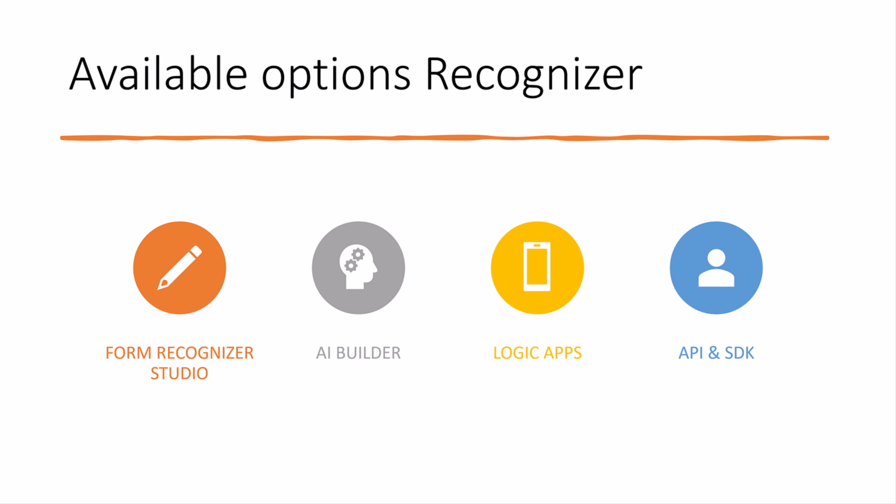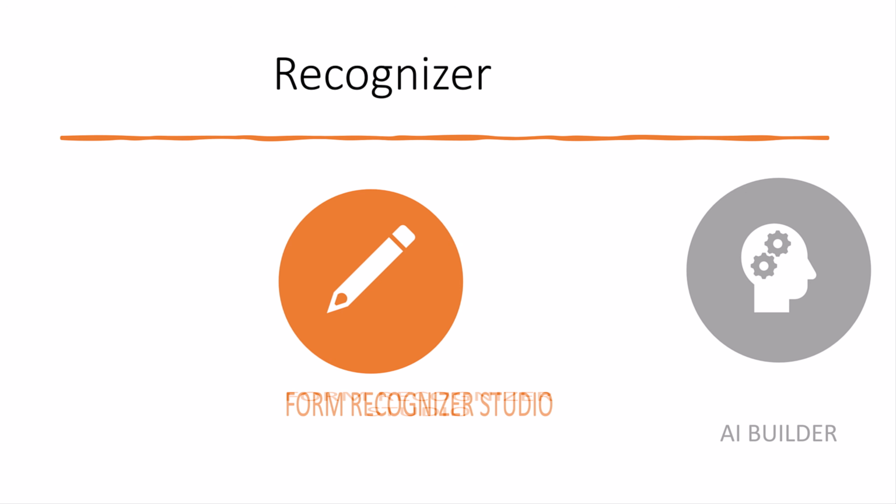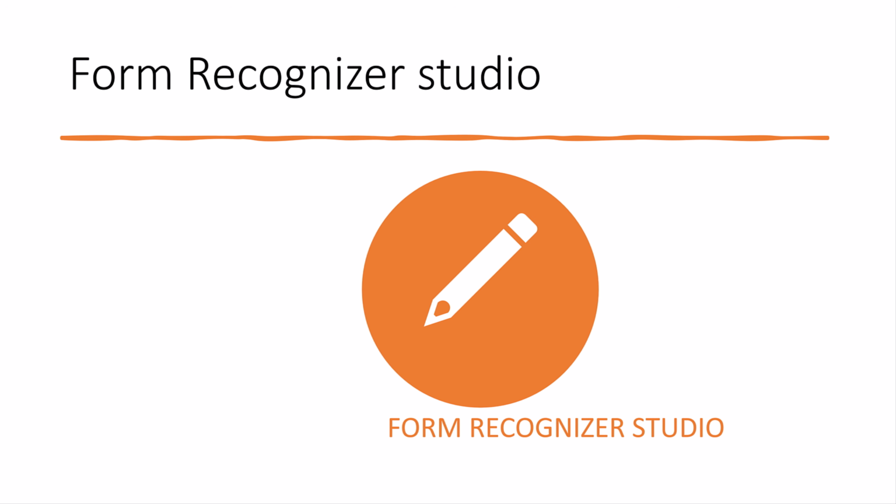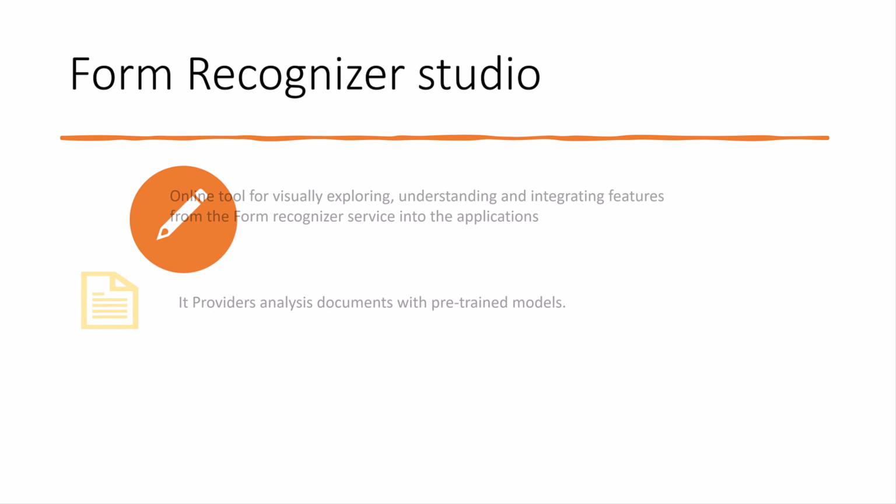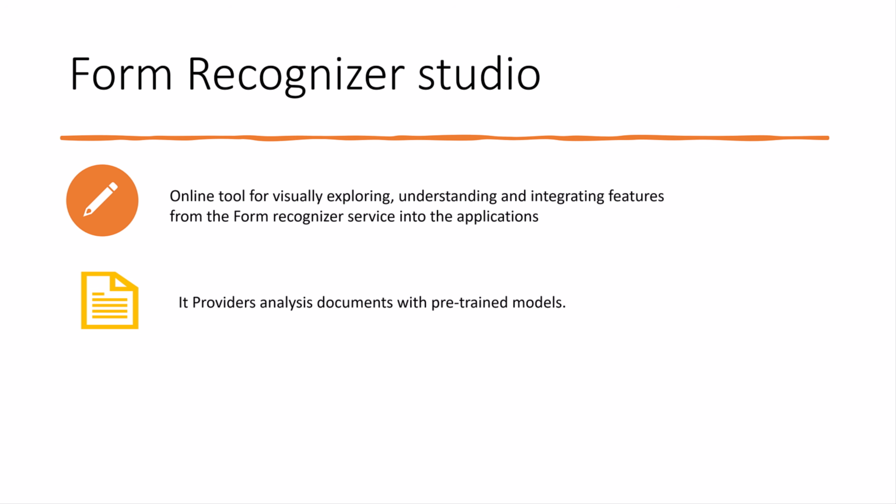There are four varieties available. One is Form Recognizer Studio, second AI Builder, Logic Apps, finally API and SDK. In this video, I'm just focused on Azure Form Recognizer Studio. So what is Form Recognizer Studio? Form Recognizer Studio is an online tool for visually exploring, understanding, and integrating features from the Form Recognizer service into your application. This tool provides some pre-trained models also.